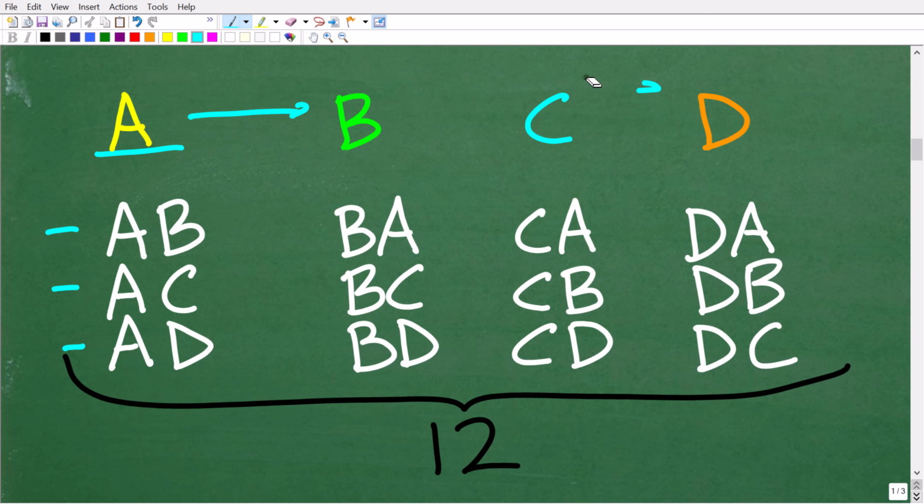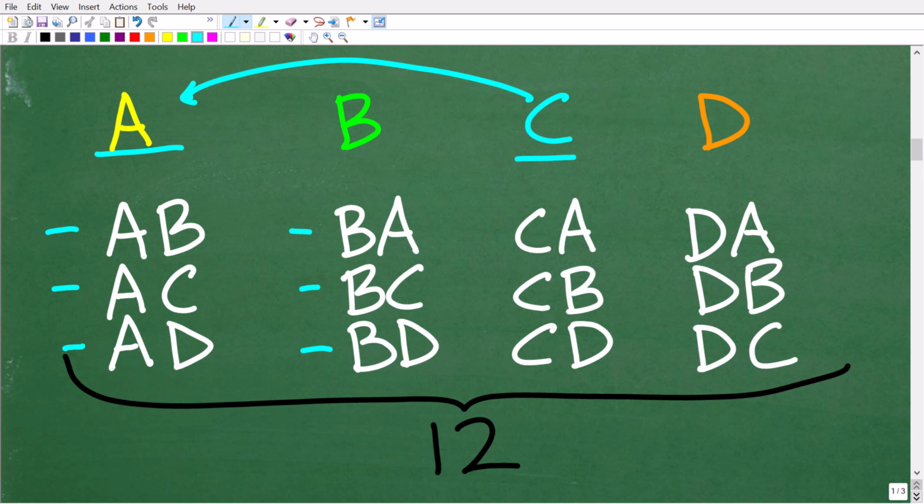Okay, so now let's move on to person B. All right, so person B can shake hands with A, right? So that's BA. That's one handshake. Then you've got BC, so B can shake hands with C. And then B can shake hands with D, so we have BD. All right, so let's move on to person C and see what happens. And hopefully you can kind of see what's going on here, but I'll explain it in 1 second.